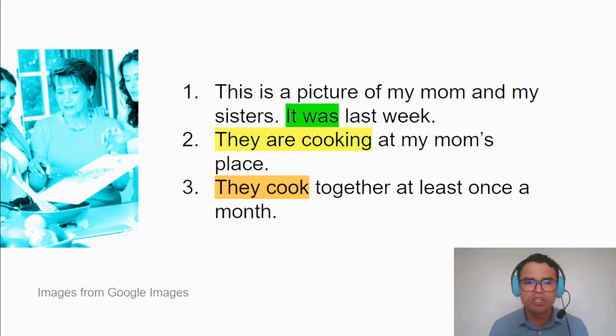Look at number 3, simple present. They cook together at least once a month. Orange is to talk about habits, things that they usually do. Yellow is to mention what they are doing at the moment of speaking. They are cooking. Present continuous. They cook. Simple present.